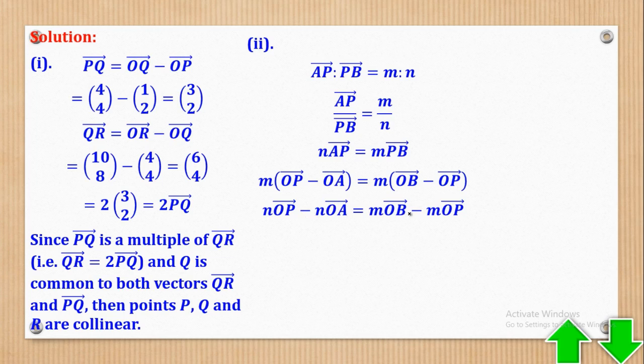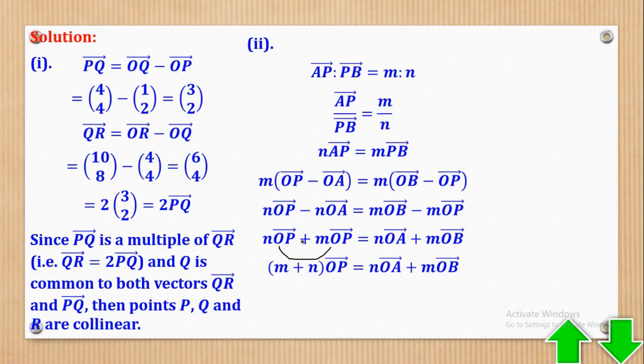The next step is to bring OP on one side and leave the rest on the other side. So this one comes this side to give N OP plus M OP, and this one goes this side to give N OA plus M OB. OP is common in these two, so we factorize out OP to remain with M plus N in brackets, then OP outside equal to N OA plus M OB. Therefore, when I bring this one this side, I come up with 1 over M plus N in brackets, N OA plus M OB. And I think that's what they wanted.